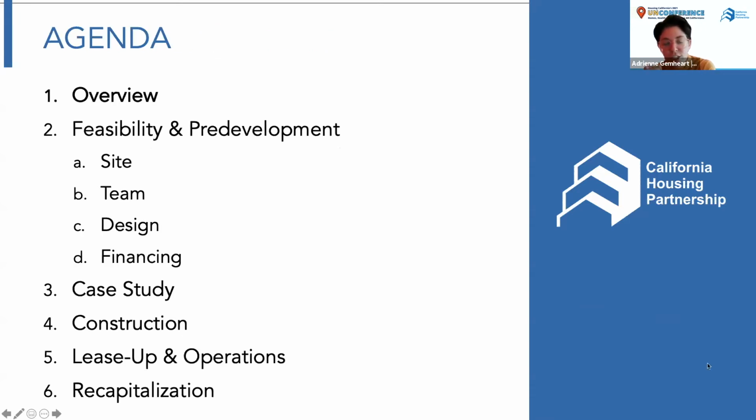So here's our agenda today. We're going to be starting with an overview, just really grounding ourselves in what are we going to be talking about, what is affordable housing, and then moving into the project life cycle, looking at a case study, and then moving through construction, lease up and operations, and recapitalization.